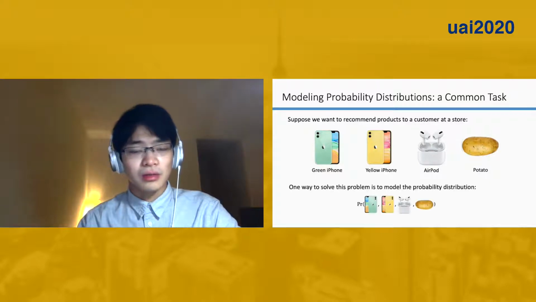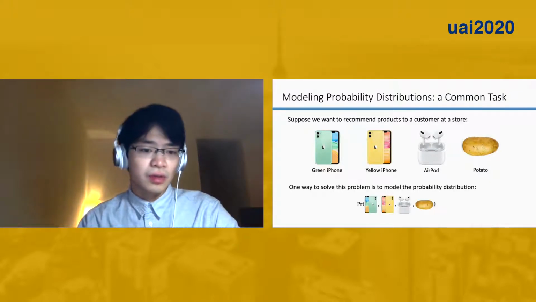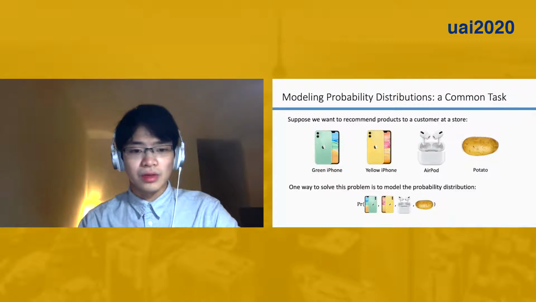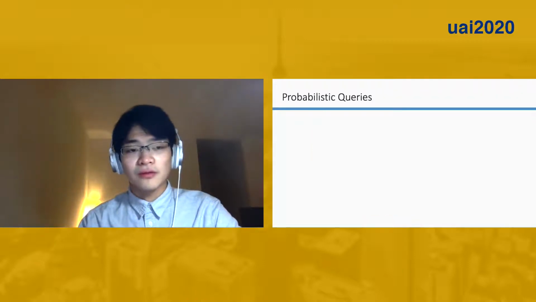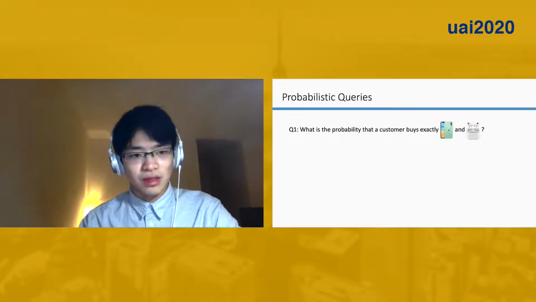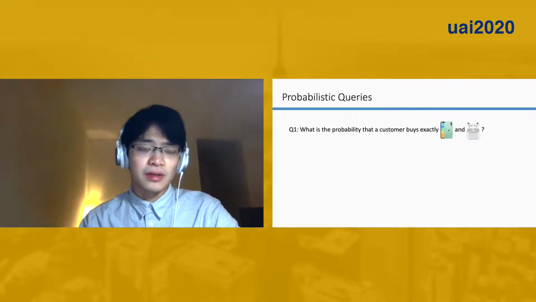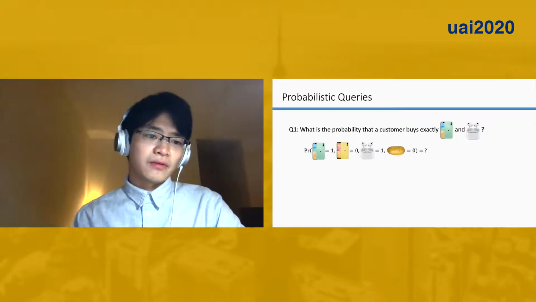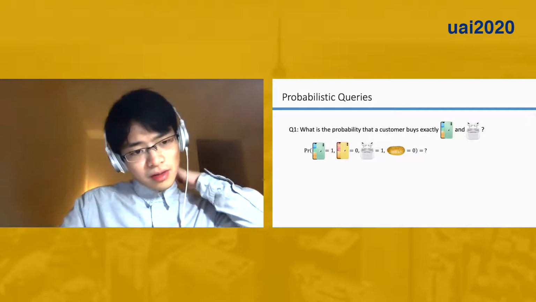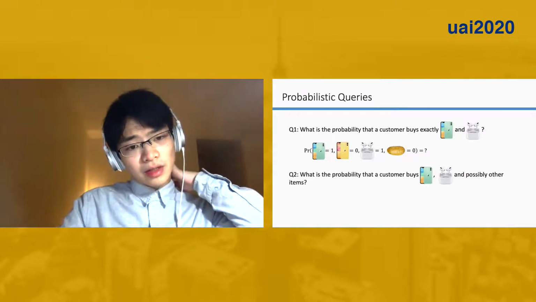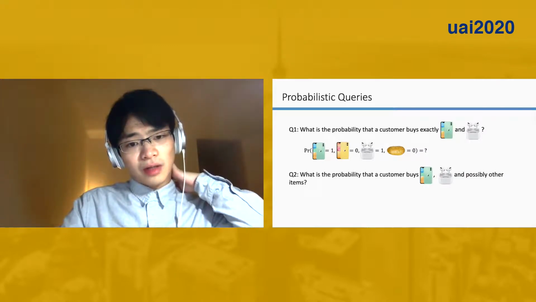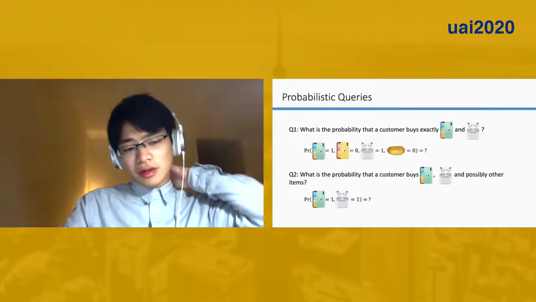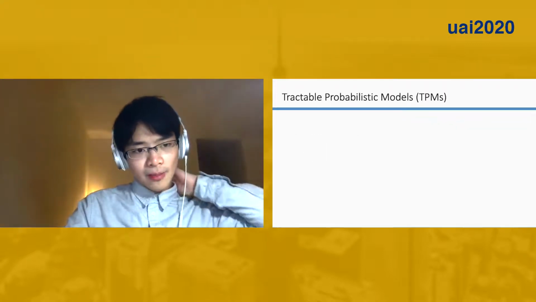So how can a machine learning model do this? One way to solve this problem is to model the probability distribution. What should we expect from our probabilistic model? There are some questions that we want to answer. For example, what is the probability that a customer buys exactly a green iPhone and an AirPod? That is, we want to evaluate the probability of the following assignment. Or what is the probability that a customer buys a green iPhone and AirPod and possibly other items? That is, we want to compute the following marginal probability.